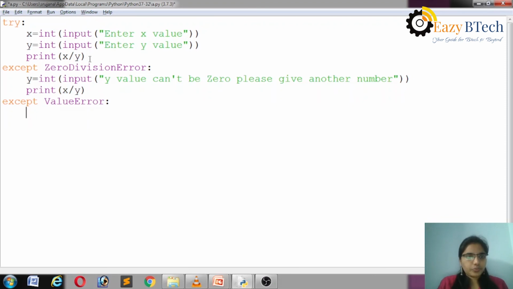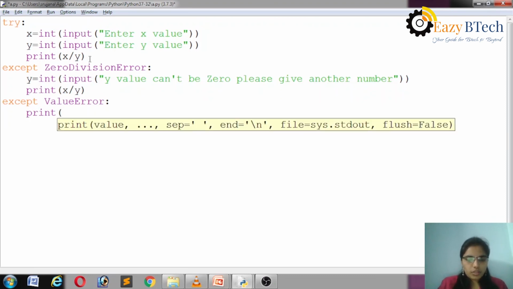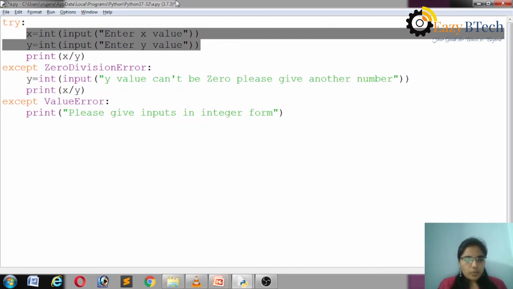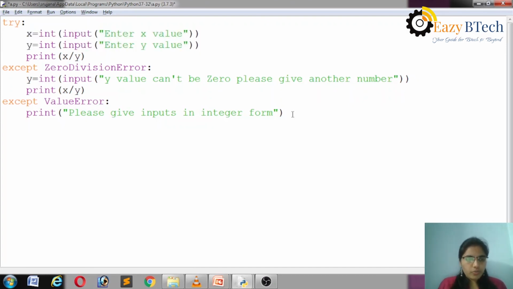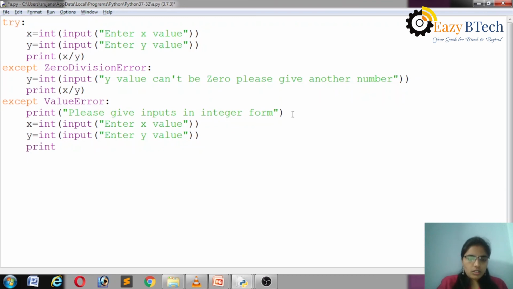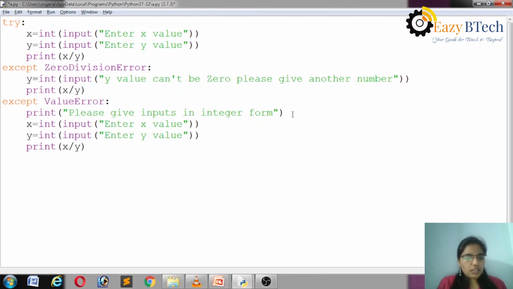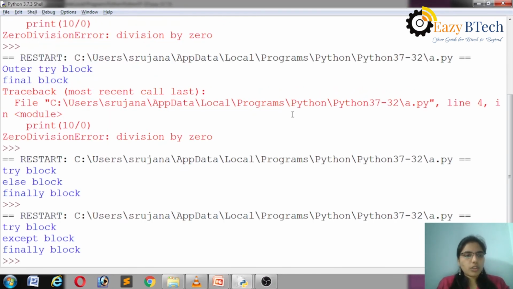If it is a ValueError, then just print a message: please give inputs in integer form. Again you have to give both integers, x is equal to and y is equal to, then perform the division for both. That's it. Just execute this program once.